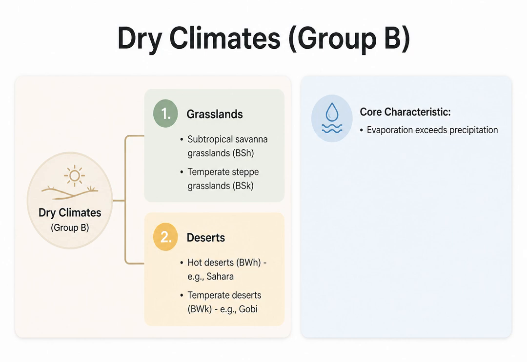The defining rule for any dry climate is simple: evaporation exceeds precipitation. This group is broken down into two main biomes, grasslands and deserts. The grasslands include the subtropical savanna, labeled BSH, and the temperate steppe, labeled BSK. The deserts are similarly divided by temperature into hot deserts, like the Sahara, labeled BWH, and temperate or mid-latitude deserts, like the Gobi, labeled BWK.